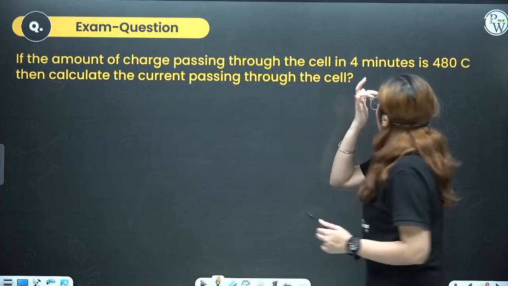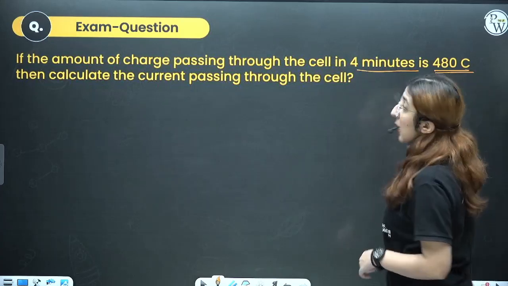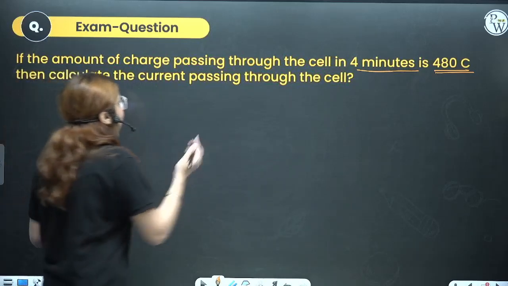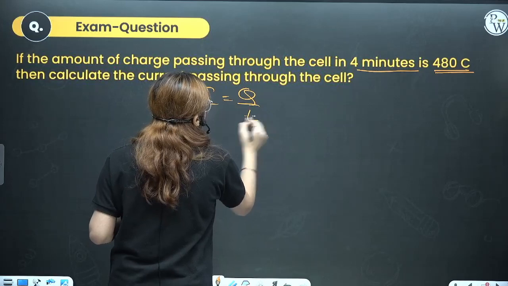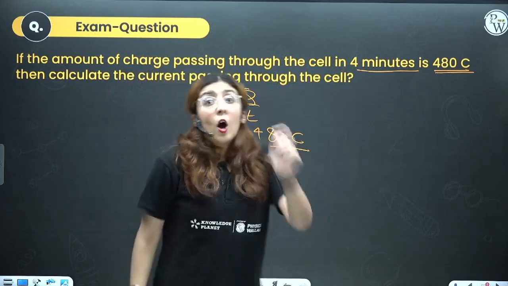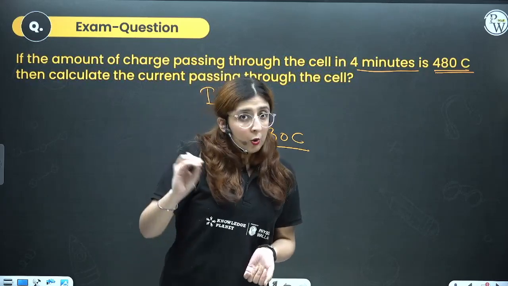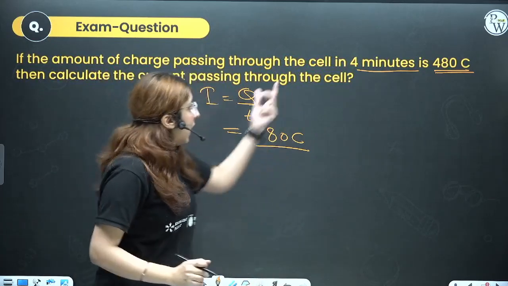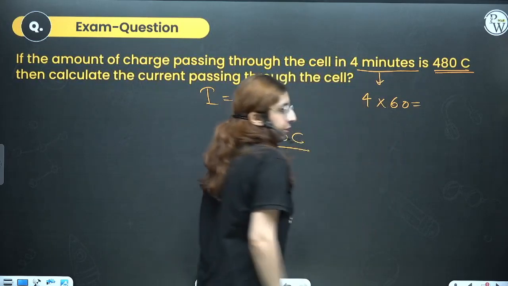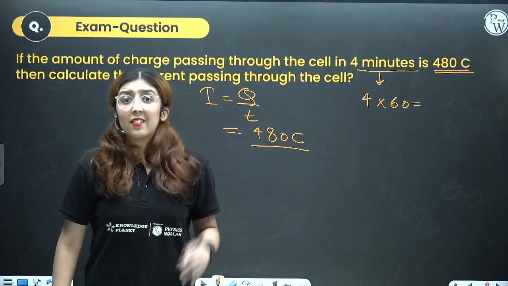Before that, a question we are going to do. If the amount of charge passing through the cell in 4 minutes is 480 coulomb, calculate the current passing through the cell. Simple question. Direct formula, I is equals to Q by T. Q is given as 480 coulomb, time is given as 4 minutes. The SI unit, we never change it to any other form. So here 4 minutes, convert into seconds. First step. A lot of kids are going to place 4 directly over here, solve the question, and give the answer. That is wrong.